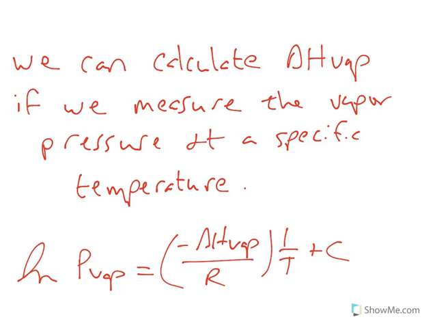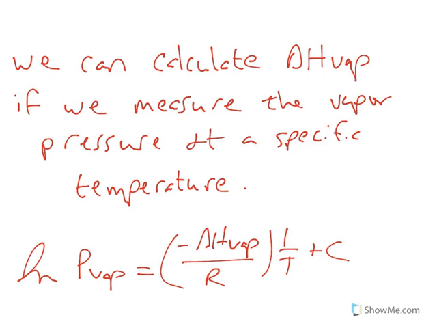So we can measure the PVAP, all right? We can measure the temperature, and then R is the gas constant, and then we can calculate delta H of vaporization. Once we have delta H of vaporization, at any temperature, we can calculate what that vaporization pressure is going to be, all right? So this is a very, very useful equation, all right?